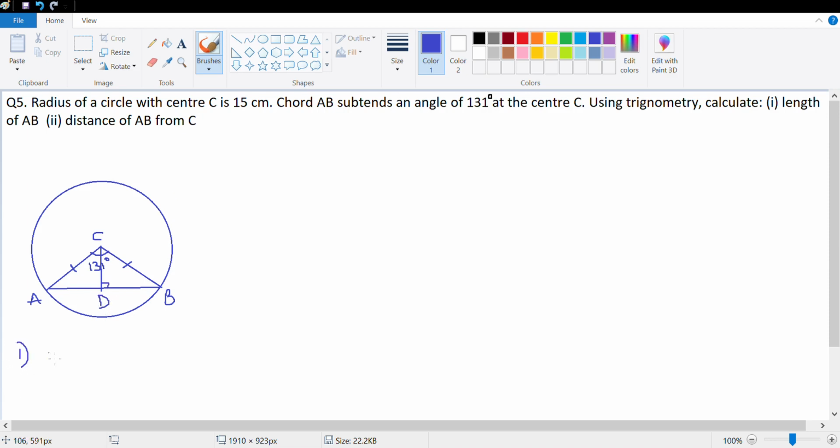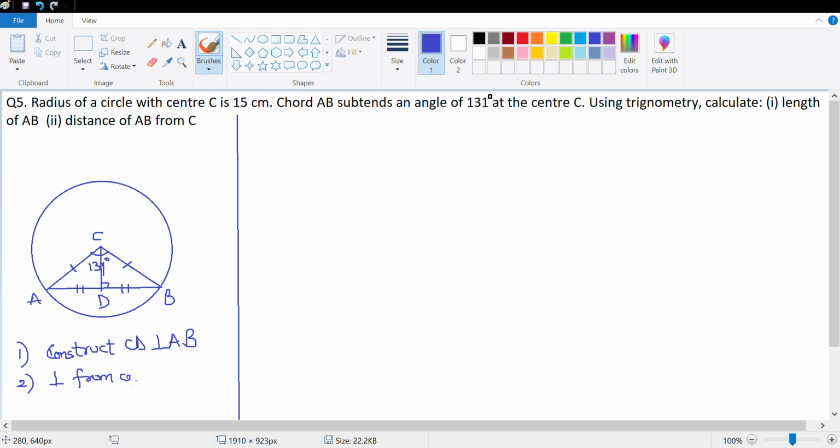So let's just write that down. Construct CD perpendicular to AB. So we need to find the length of CD and we need to find the length of AB. That's what we need to find. If you remember your 9th standard math where we did the chapter on circles, you would know perpendicular from the center of a circle to a chord bisects it, which means AD will be equal to BD. So let's just write that down.